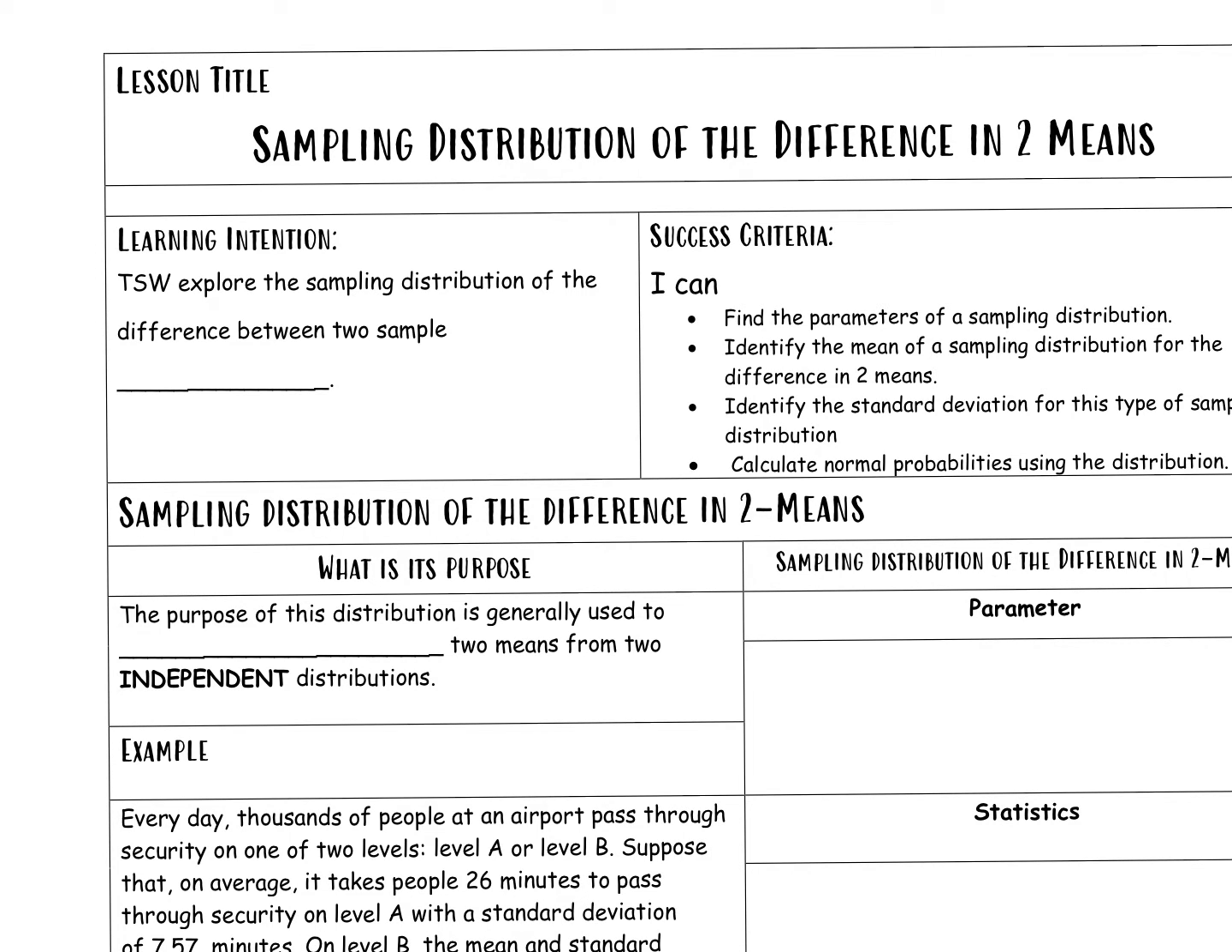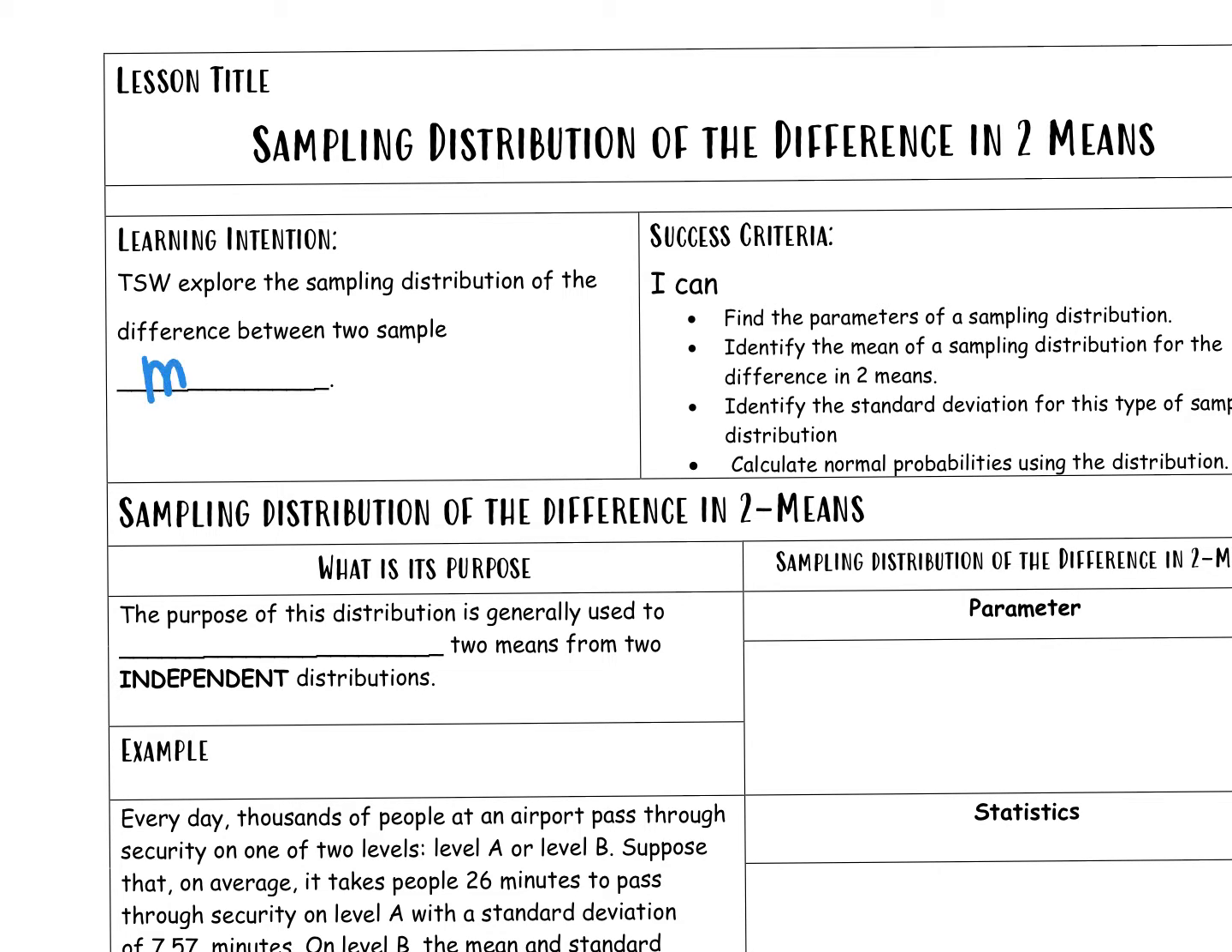So in this video, we're going to talk about the sampling distribution for the difference in two means. We've talked about sampling distributions so far for one proportion, two proportions, one sample mean, and now we have two sample means, all right? Our learning intention today is to explore the sampling distribution of the difference between two sample means.